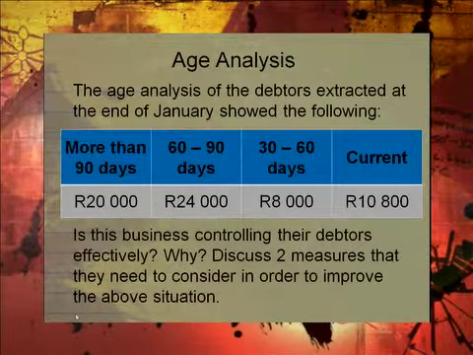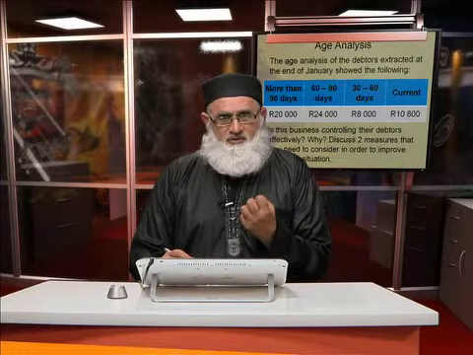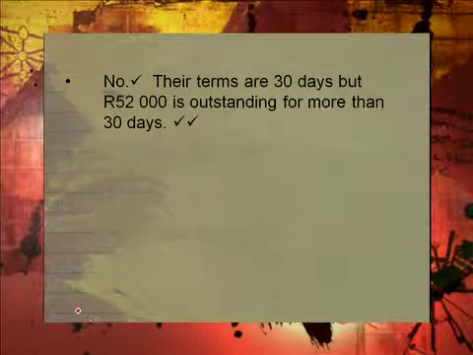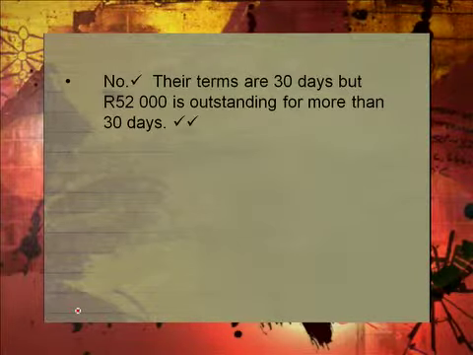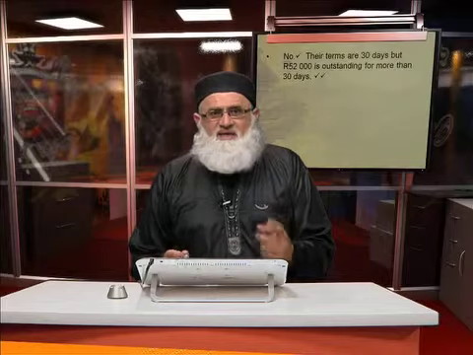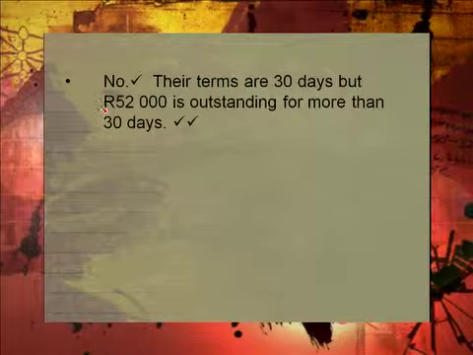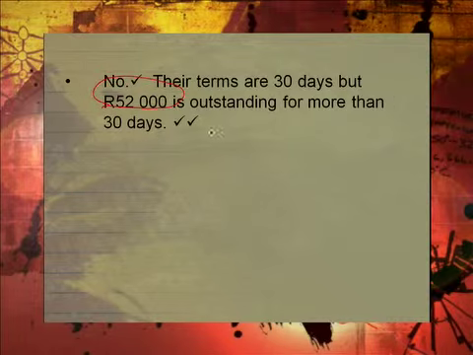Watch this. Is this business controlling their debtors effectively? Why? Discuss 2 measures that you need to consider to improve the above situation. So you've given a scenario. There's a scenario in front of you. Let's answer the scenario. No, they are not doing this effectively. Why? Because the terms are strictly 30 days, but 52,000 is outstanding for more than 30 days.